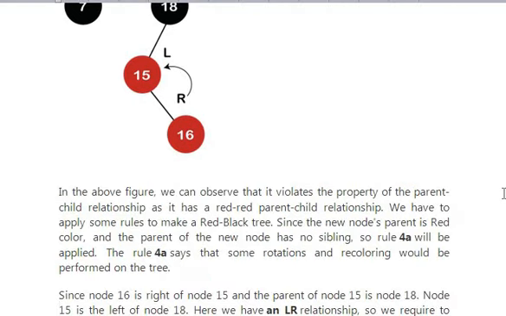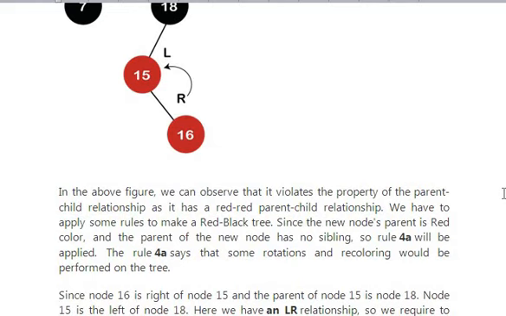So we can observe that it violates the property of parent-child relationship, as it has red parent-child. So we have to apply some rules. Since the new node's parent is red color and the parent of the new node has no sibling, this is important. The new node's parent is red color and the parent of the new node has no sibling. So we need to do some rotations and recoloring would be performed. Look at that rotation.